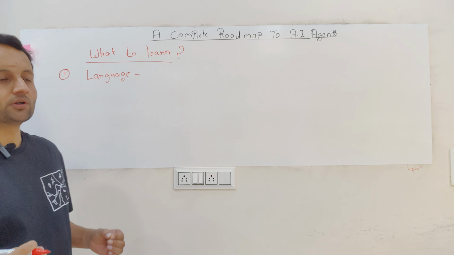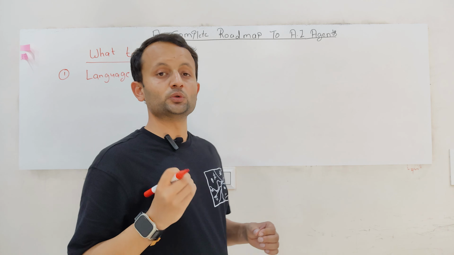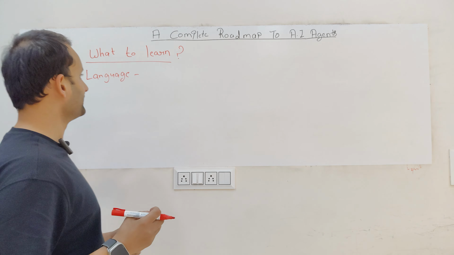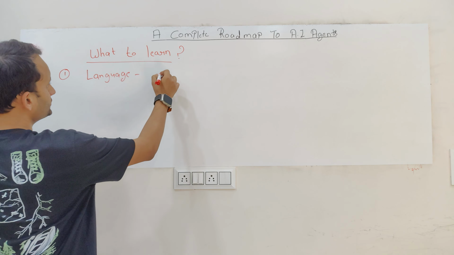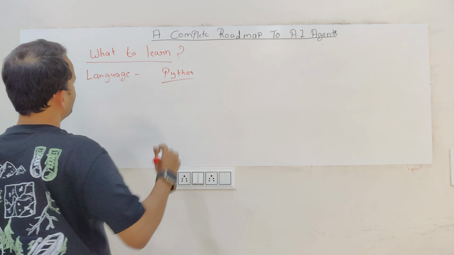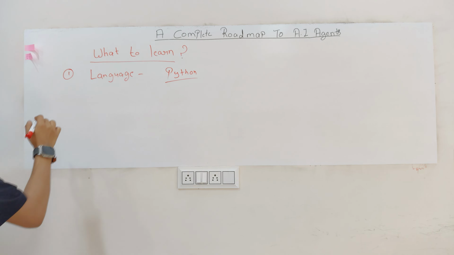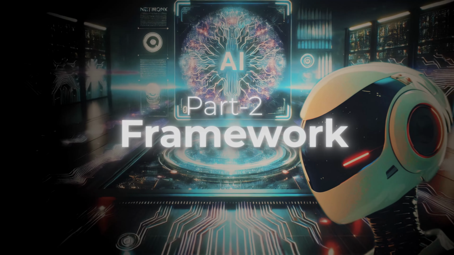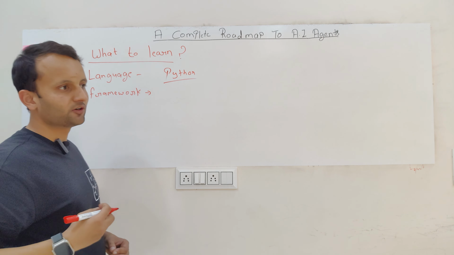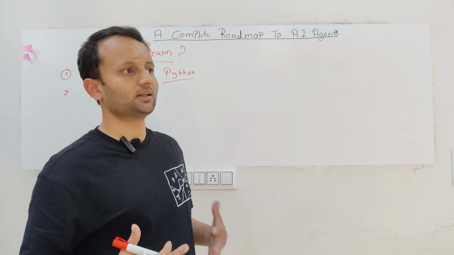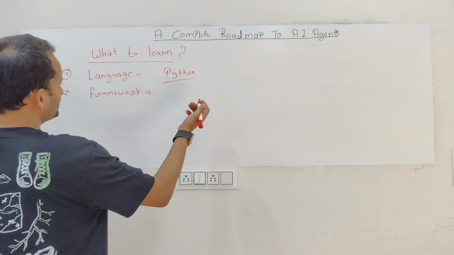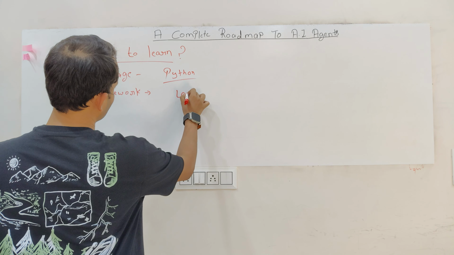The most important language that is required to learn AI is Python. Python has different libraries and frameworks that are used to build AI agents. Now the second comes in the frameworks. There are different kinds of frameworks that are required to build certain types of AI agents. Out of that, the first and the most important comes in the LangChain models.